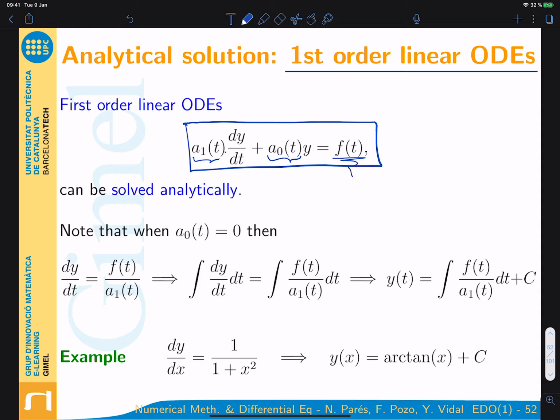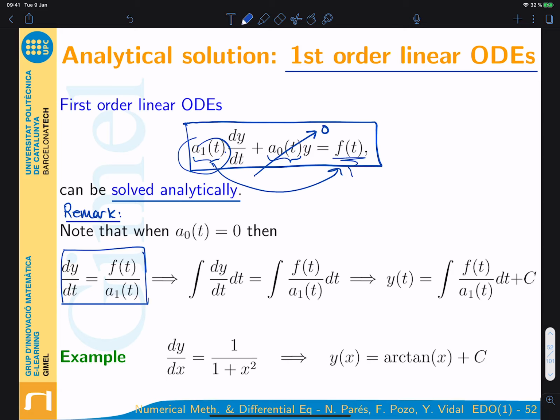Now we will see today that this type of ODE can always be solved analytically. Now, this is just a remark, okay? In case, when we want to solve this type of ODE, it happens that A0 is 0, so this term is not there, then we have this equation you can see here. I can take the coefficient of the first derivative and divide, and I get this equation here, okay? Now, of course, this is a separable ODE. In fact, we see that we can just integrate to obtain the solution of the differential equation. So this is a very easy case where we can solve this type of ODE.